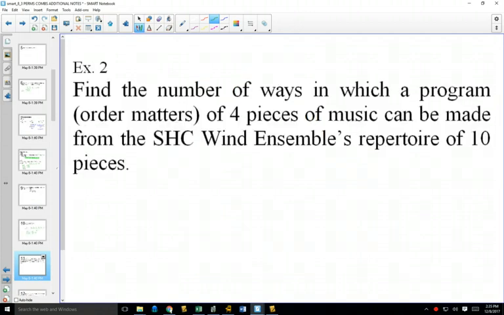Number of ways a program of 4 pieces of music where the order matters can be made from 10 songs. So in this, if you use the spaces, can you see that you'd have 4 decisions to make? What song are we going to play first? How many choices? 10 songs. So you could choose any one of those 10.